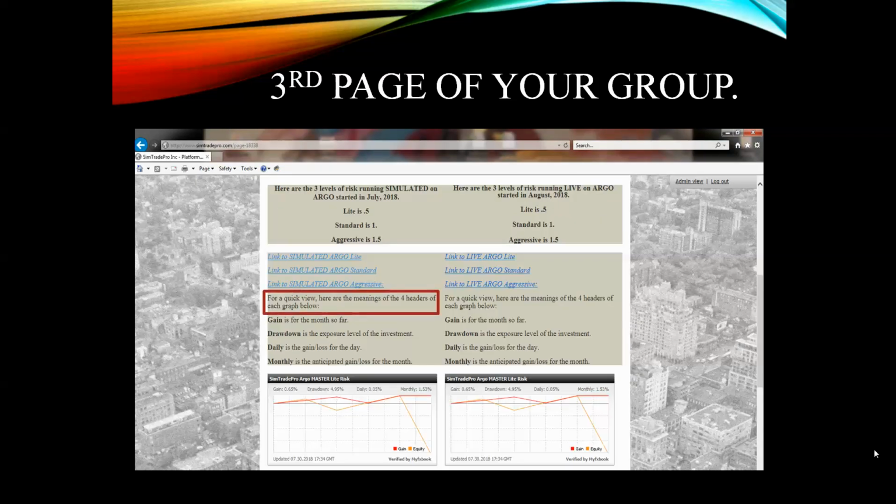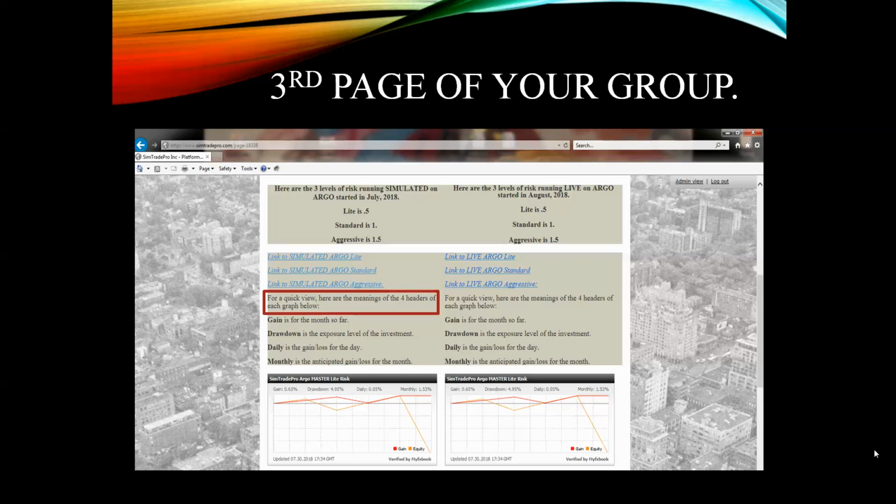On here, you're going to see some very abbreviated graphs. Now, you get the link to be able to go see the full-blown ones. I'm going to show that to you in a moment. But if you just want to take a real quick look to see quickly what your investment is doing, this is the fastest and easiest way to do it.